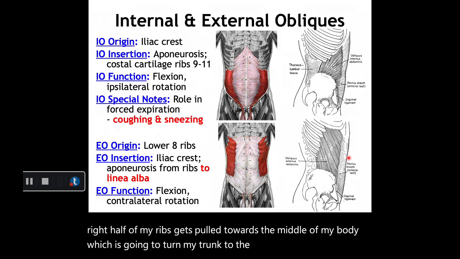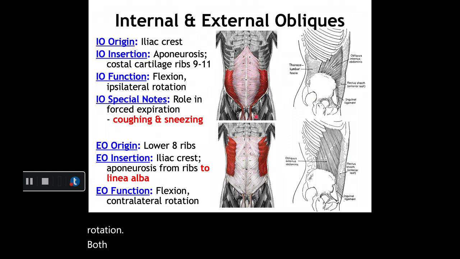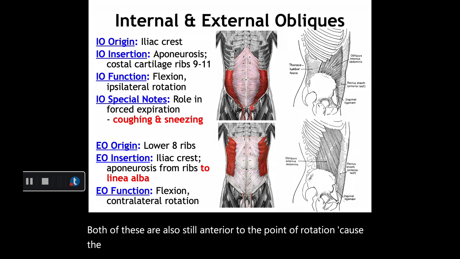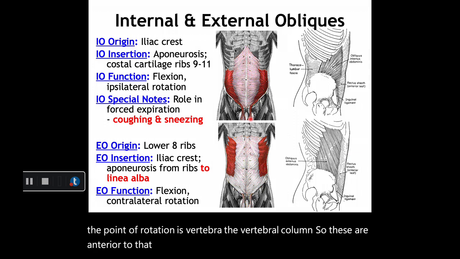Both of these are also still anterior to the point of rotation, because the point of rotation is the vertebral column. So these are anterior to that, so they will also assist in flexion of the trunk.